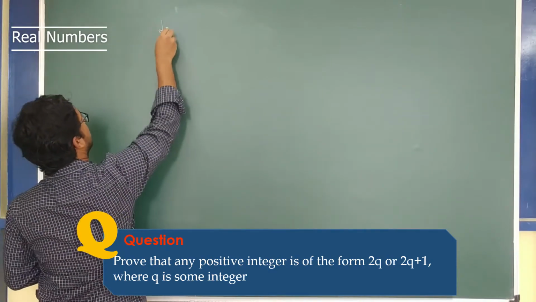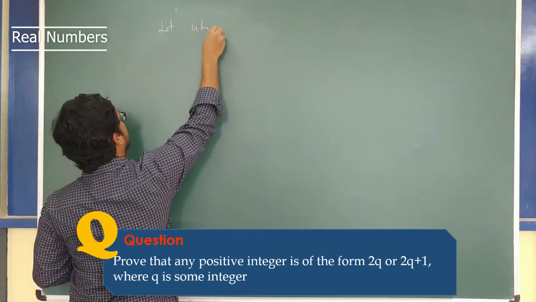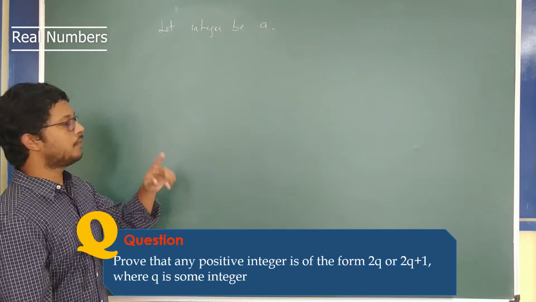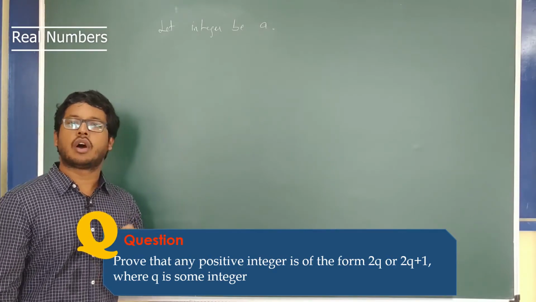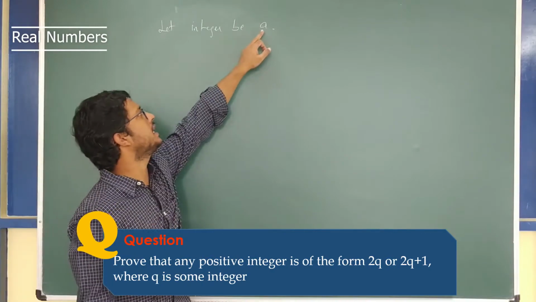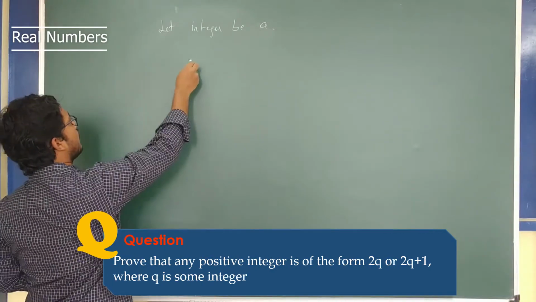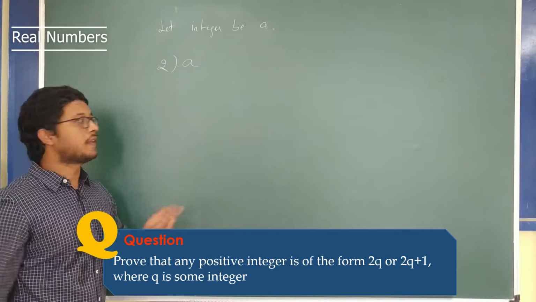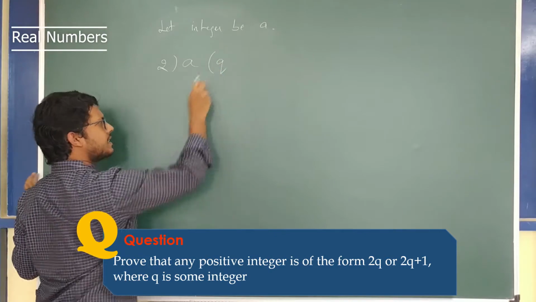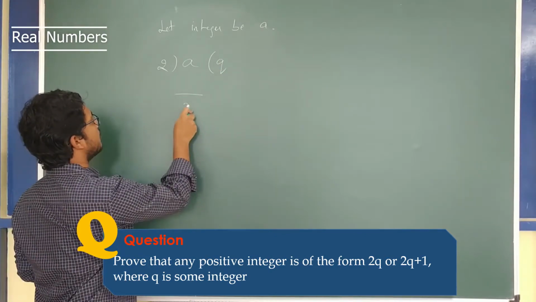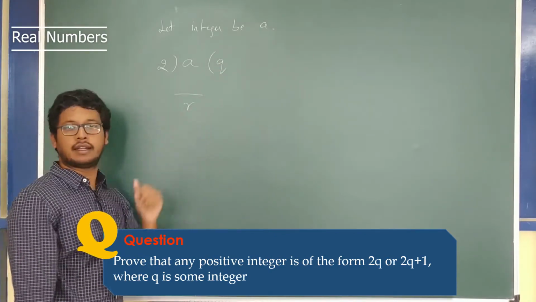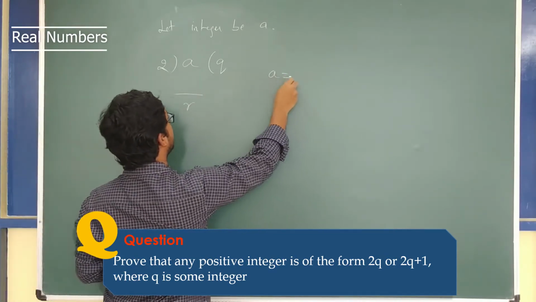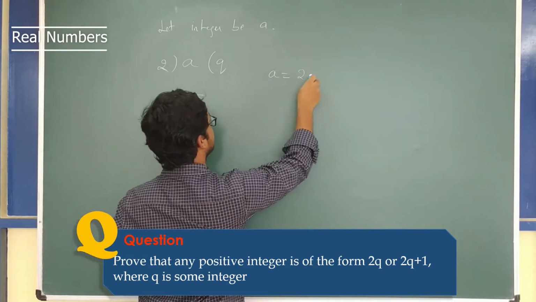Let there be any integer a. So, by Euclid's division lemma, what do we know? Since we want to prove this as 2q or 2q plus 1, by division lemma, we will divide a by 2. Any integer a is any integer, so we divide a by 2. When we divide a by 2, we get some quotient q and some remainder r. So, by Euclid's division lemma, a can now be written as 2 into q plus r.